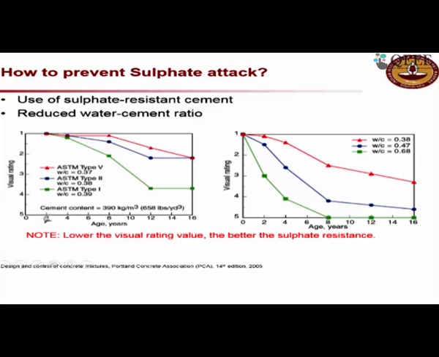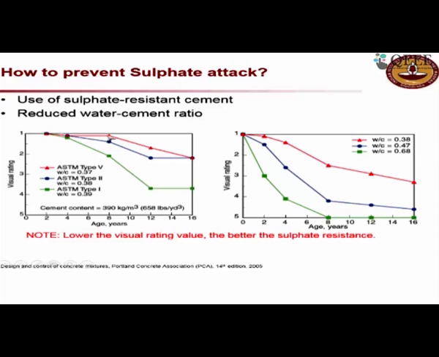So here, on the x-axis, or the abscissa, you have time or exposure period, and on the ordinate you have the visual rating. That means the higher the rating, the poorer the quality, so as you go down the quality is decreasing. Now here, the red triangular markers were made with almost 0.4 water cement ratio. All these are made with, we can say, 0.37, 0.38, 0.39. So let's say 0.4 is the water cement ratio for this, and then you have type 5, type 2 and type 3. These are the cements, where type 5 is a highly sulfate resistant cement.